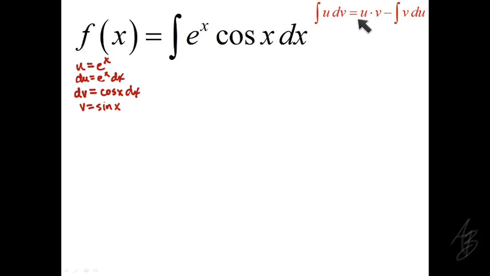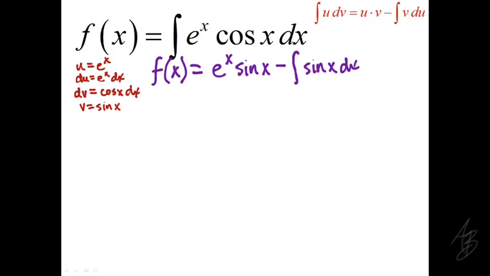So then using this formula here, u times v is going to be e to the x times sine of x, and the integral of v times du is going to be the integral of sine of x times e to the x dx. So again, we don't have a simpler integral here, but we'll go ahead and use this process again and integrate by parts again with our new integral.